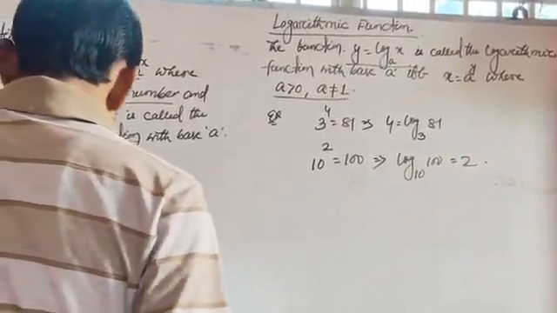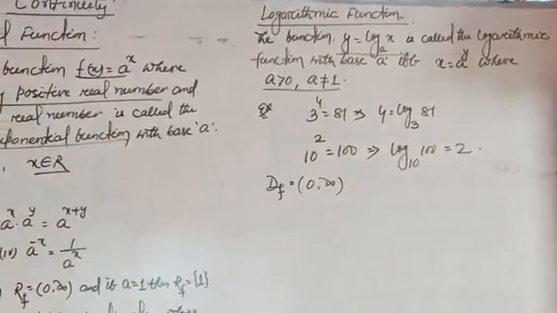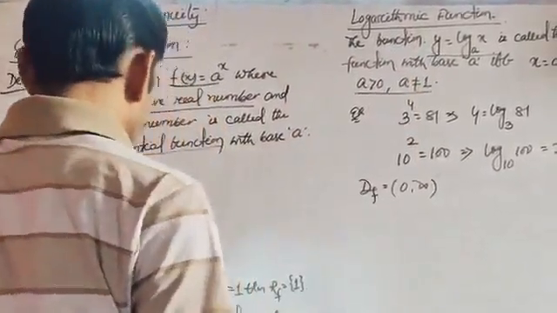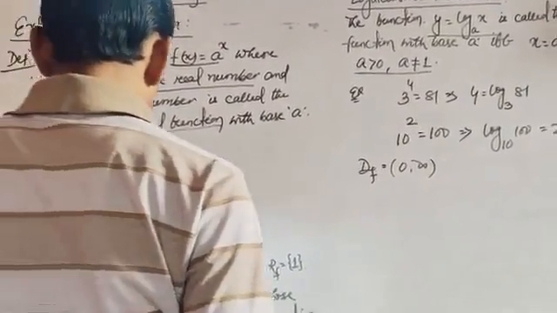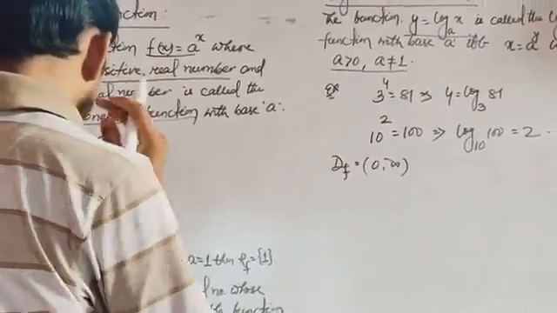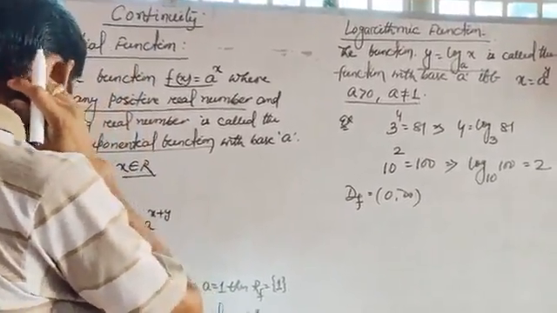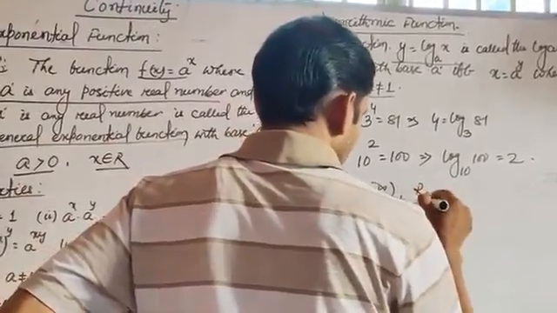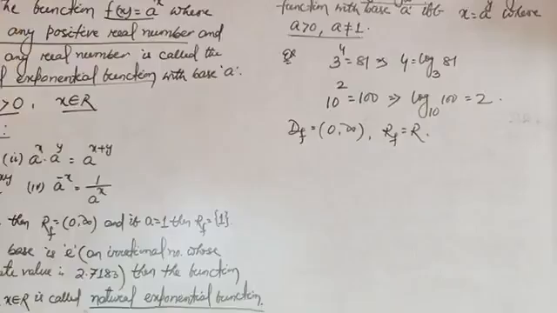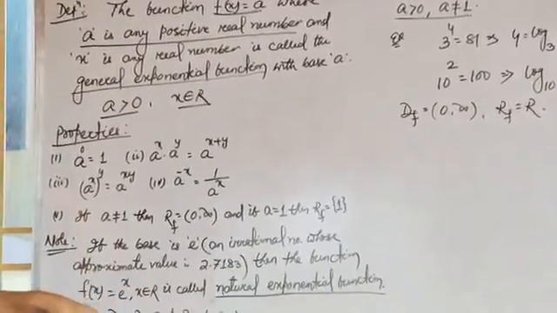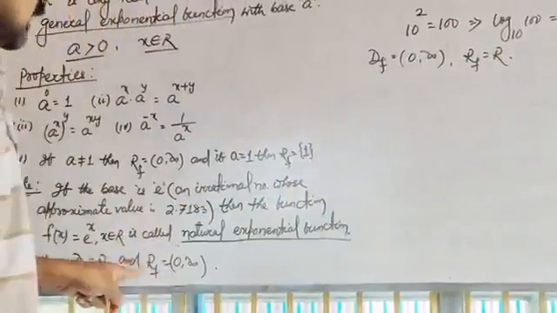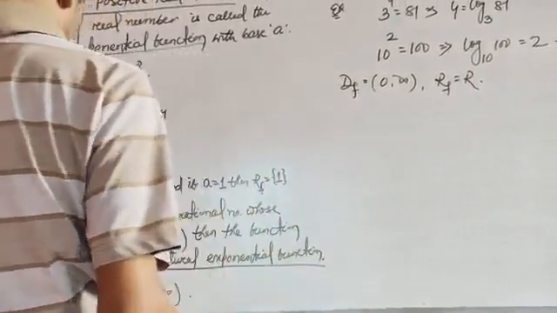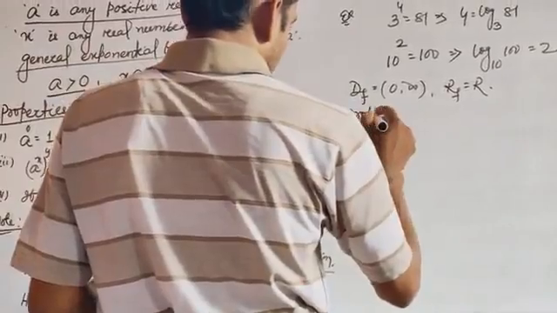Then the range of the exponential function was 0 to infinity. As these are inverses, the domain of the logarithmic function will be 0 to infinity. And what will be the range? The range will be R. It is just opposite: your domain becomes your range, and your range becomes your domain. Now, here again we will discuss some properties.